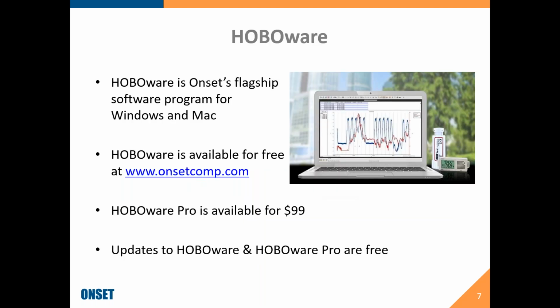So, taking a look at HOBOware. HOBOware is our flagship desktop software program. It runs both on Windows and Macintosh. We're one of the few data logger companies out there that do have a Macintosh native platform. There is a free version available and then a Pro version that's available for download for 75 bucks, or you can get it on CD or a USB stick for 99. All of the updates are always free. So as we update the software, just let us know.